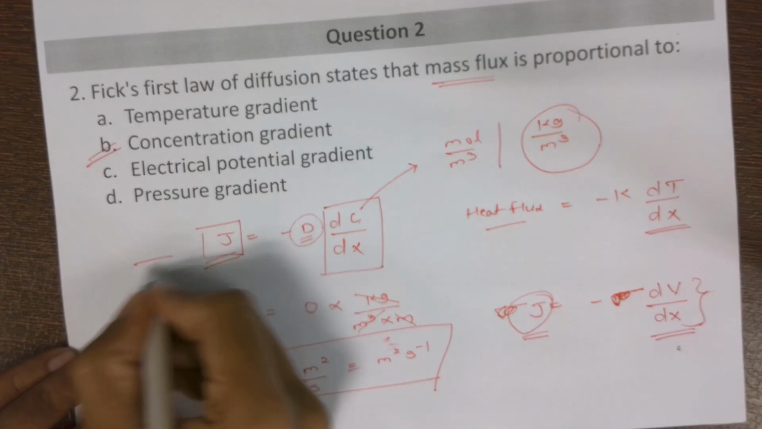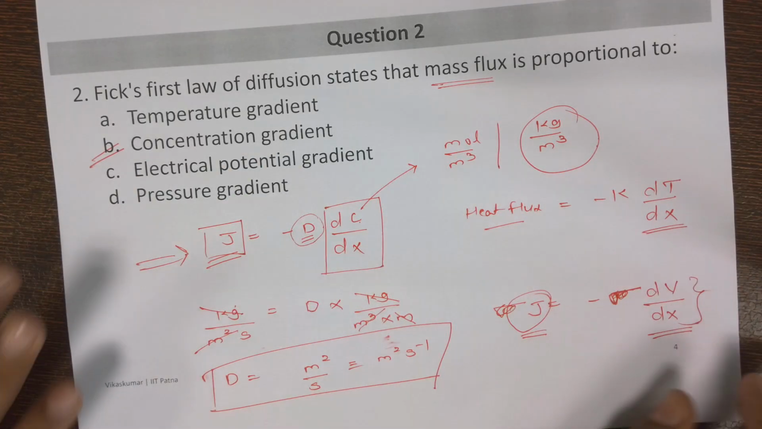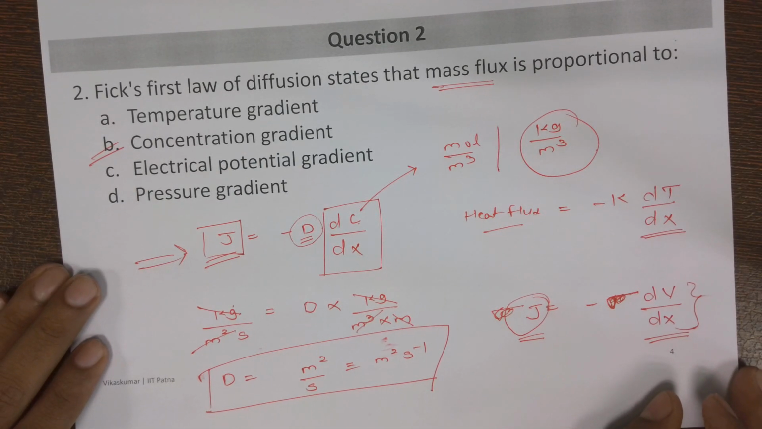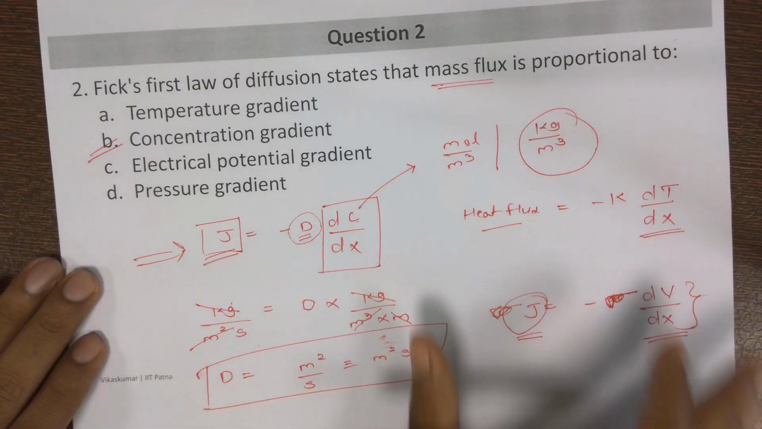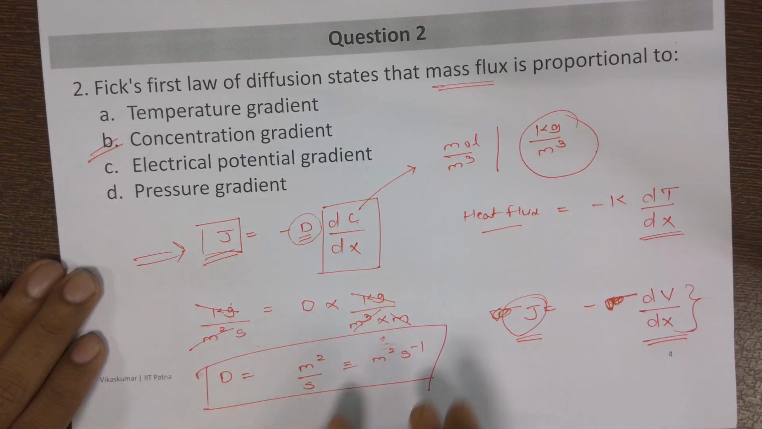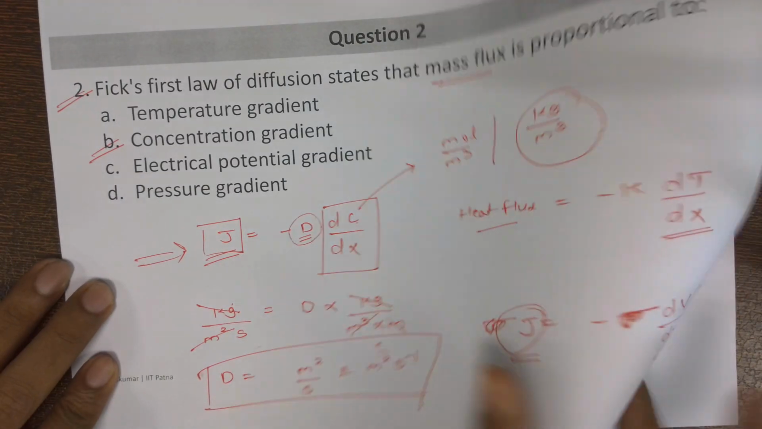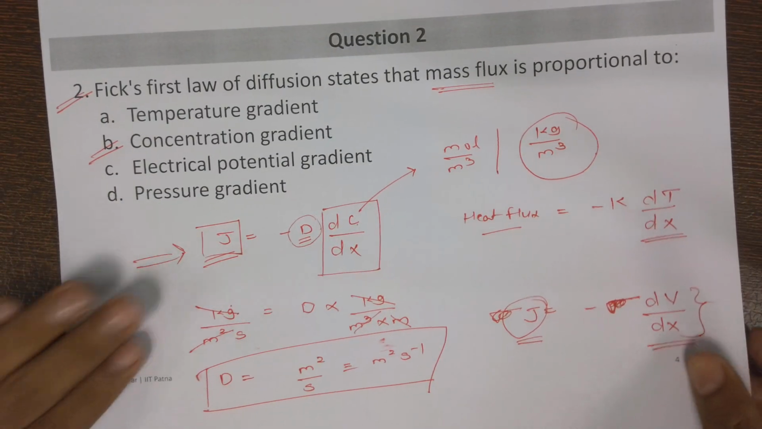Okay, and this derivation we have studied in the class. So these are the things that we need to keep in mind: all the fluxes are related with each other, and the unit of the diffusivity is meter square per second. Good, let's move to the next part, question number 3. If there is any doubt, let me know.